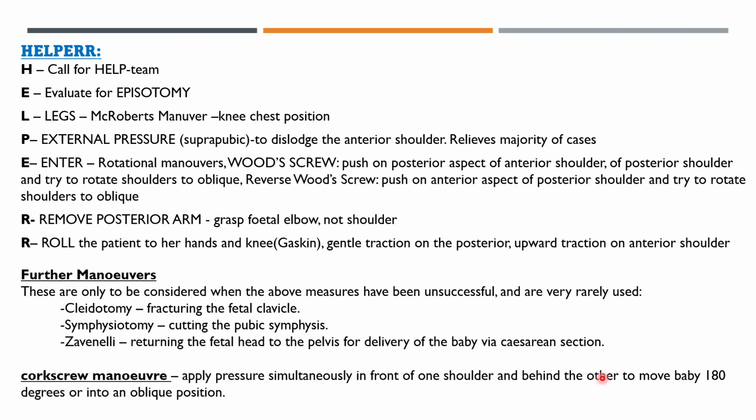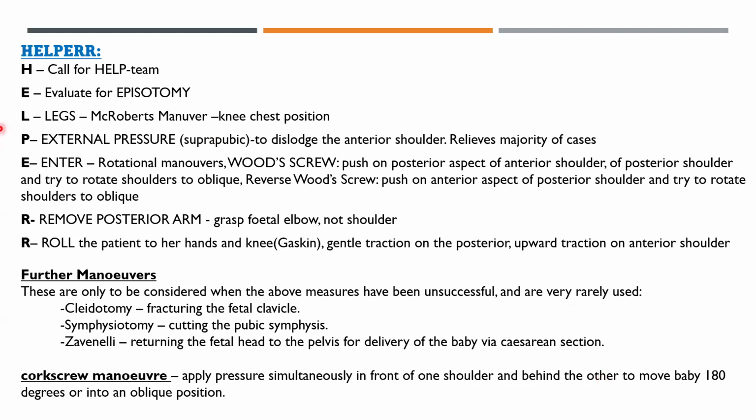R, remove the posterior arm. Grasp the fetal elbow, not the shoulder, and try to remove the arm out. R is to roll the patient onto her hands and knees. This position is called the Gaskin position. The gentle traction and gravity on the posterior shoulder, with upward traction, will help to dislodge the shoulder.